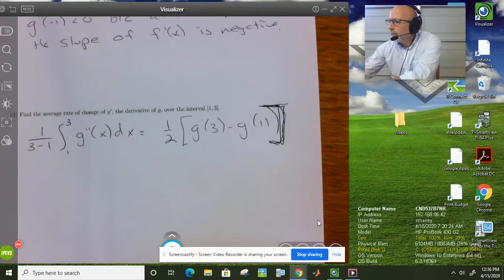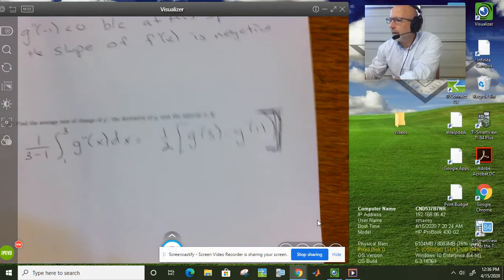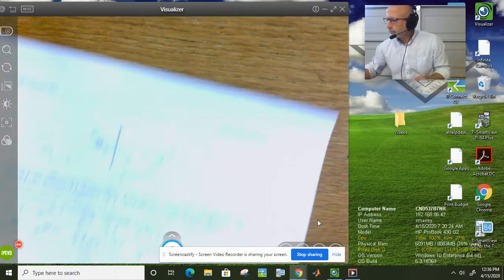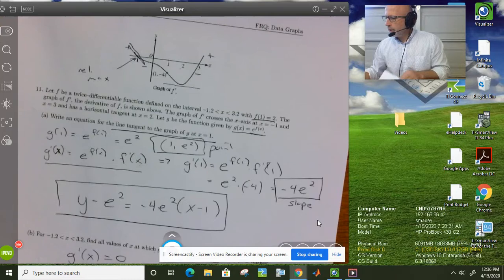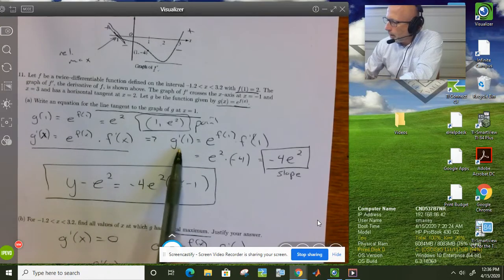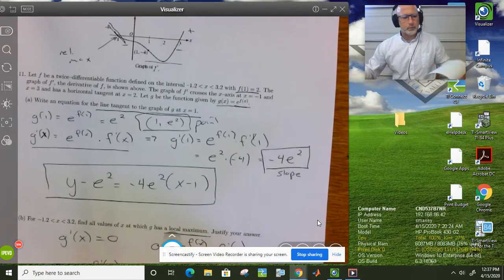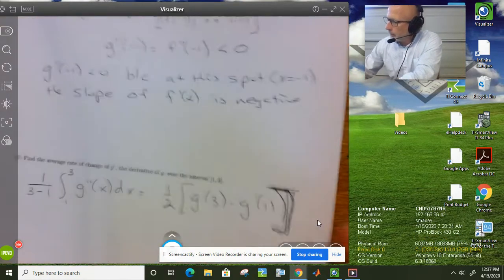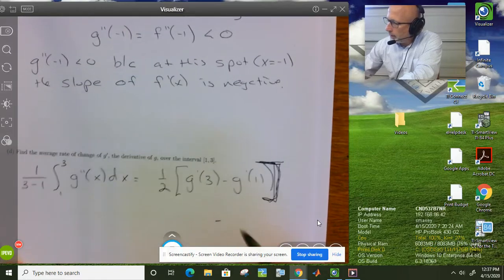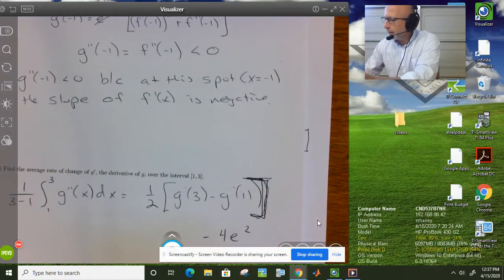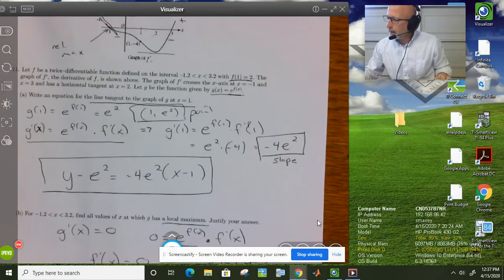Okay, now where do I have these at? Okay, so let's see. Oops, wrong page. Okay, so g prime of 1, look. g prime of 1 is equal to negative 4e squared. Okay, so that's what this is. So minus 4e squared. Now what is g prime of 3? Okay, do we have that anywhere else?